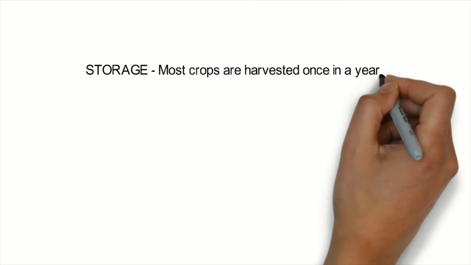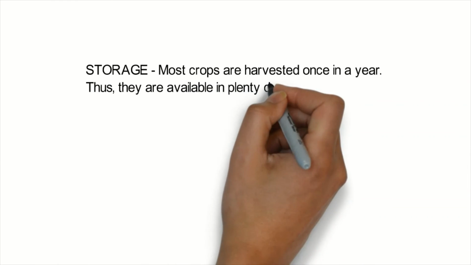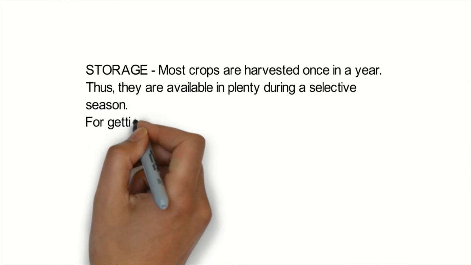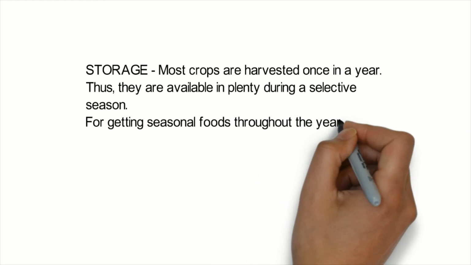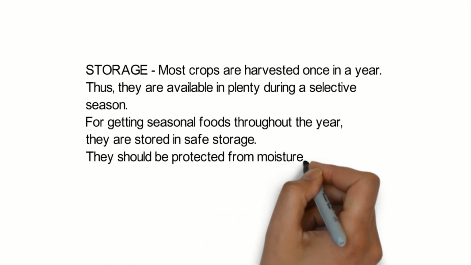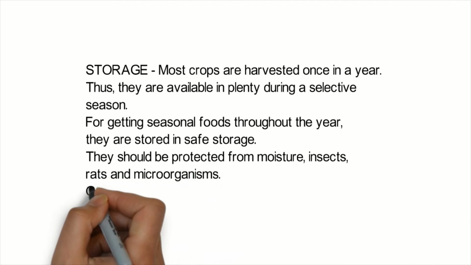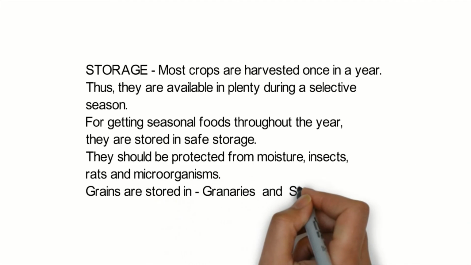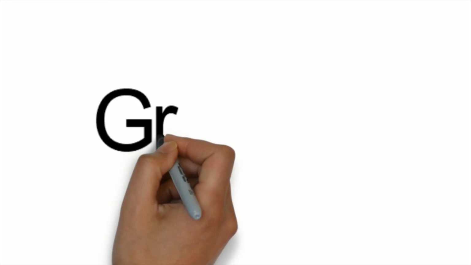Storage is the last step. Most crops are harvested once in a year, thus they are available in plenty during the selective season. For getting seasonal food throughout the year, they should be stored in safe storage. They should be protected from moisture, insect, rat, and microorganisms. Grains are stored in granaries.